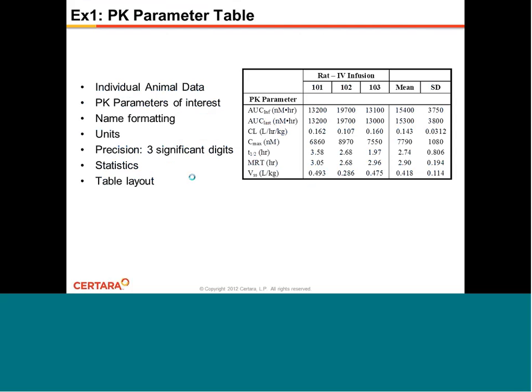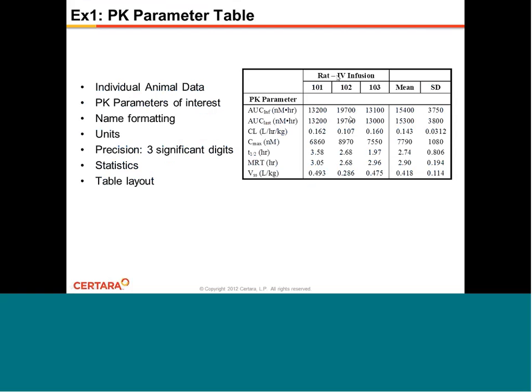And the last output requested for this type of study is a PK parameter summary table. This is for individual animal data. Starting from the left of the table, the PK parameter of interest is listed, and it's formatted the way it would be in a presentation-quality figure, with units in parentheses.